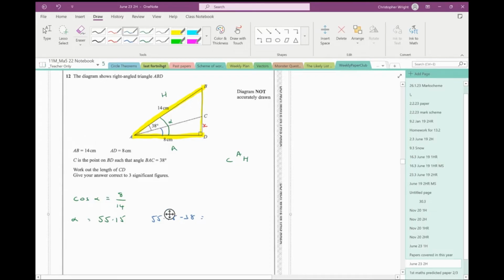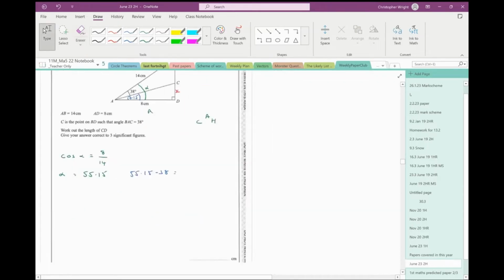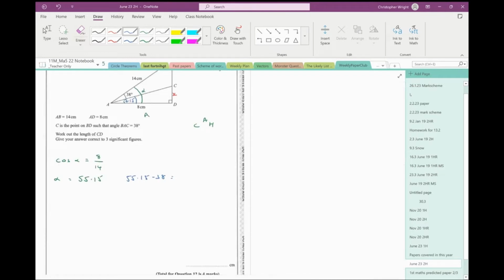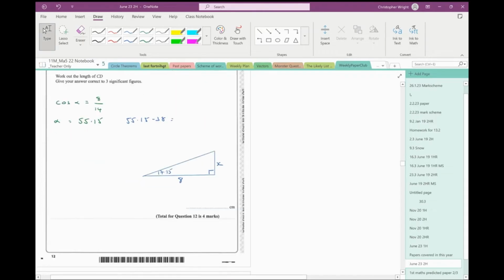17.15. So this angle here is 17.15. Okay. Get rid of that yellow triangle for a minute. Now we're going to look at this bottom triangle. I'll draw it here just to make it clear. That is CD there, and that's the hypotenuse. I've got a right angle here, an angle of 17.15 there, I've got 8 here, and I'm asked to find X. Okay, well that's going to use tan.